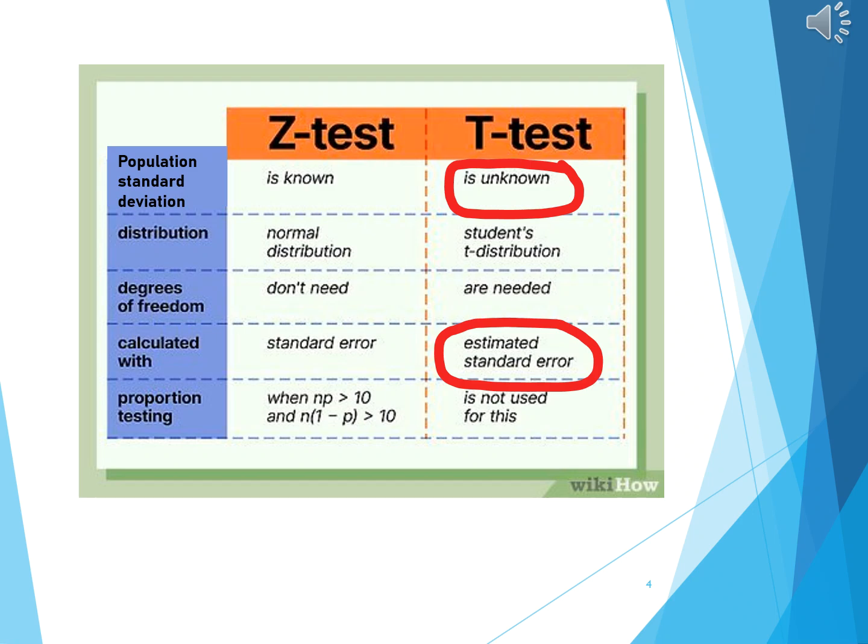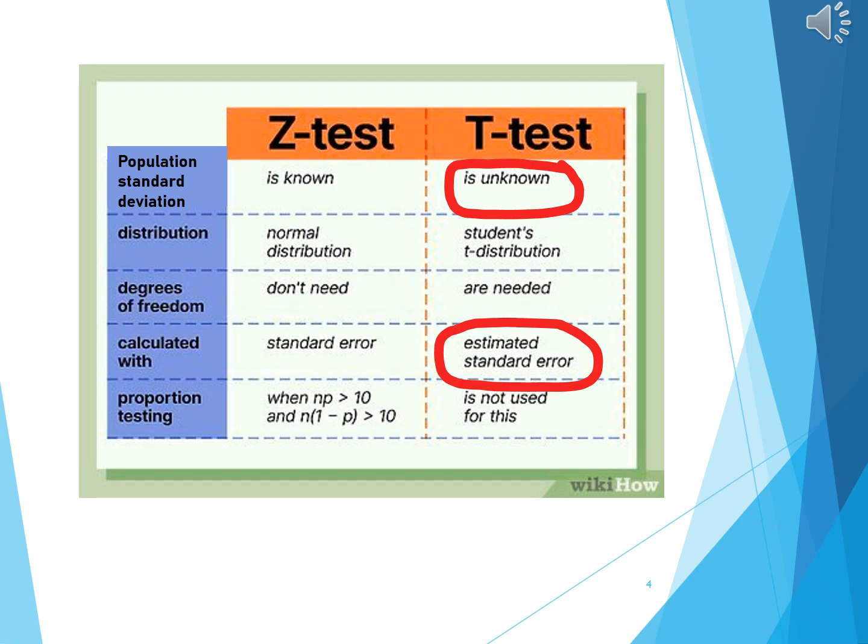That has a normal distribution, a z-distribution. You don't need to worry about degrees of freedom. You calculate it with standard error, which we've talked about before. We'll touch on that in a second. Don't worry about this proportion testing row. Not too interested in that part.